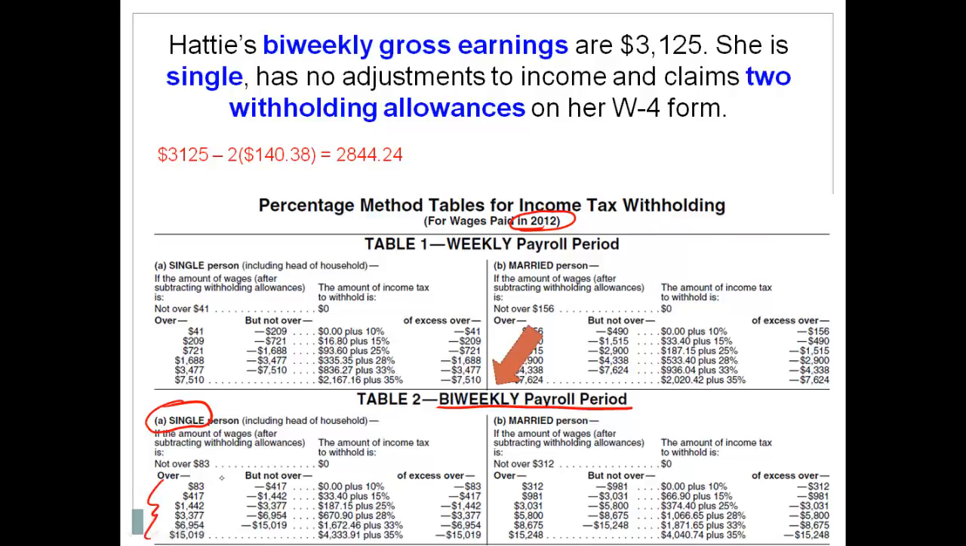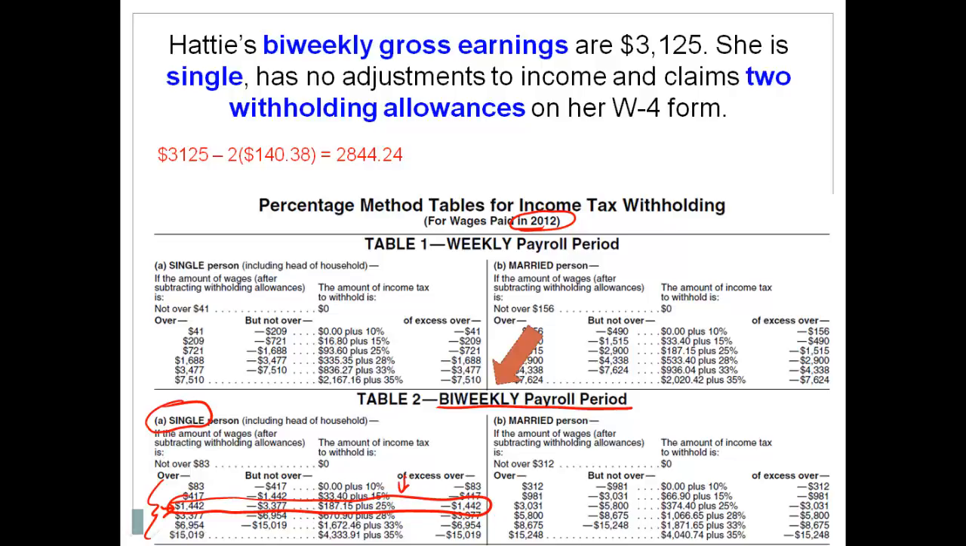So $2,844 falls in between $1,442 and $3,375. So that tells me that this row right here is the one that tells me how to figure out what her withholding is.